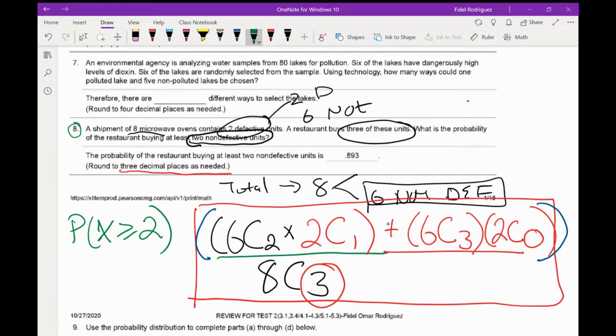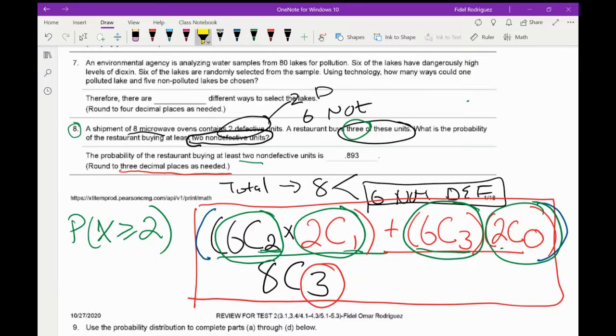So what that told me is that either out of the 6 that are not defective, we would get 2 of those and then we would buy 1 from the defective, or we would get all 3 of them being not defective, and we're not choosing any of the defective. Because when it said the probability of at least 2, we were only going to buy 3. So we were either going to have 2 from the good group and 1 from the bad, or all 3 from the good group and none from the bad. And then the denominator was, how many did we have total? We had 8, and we were going to choose 3 of them.